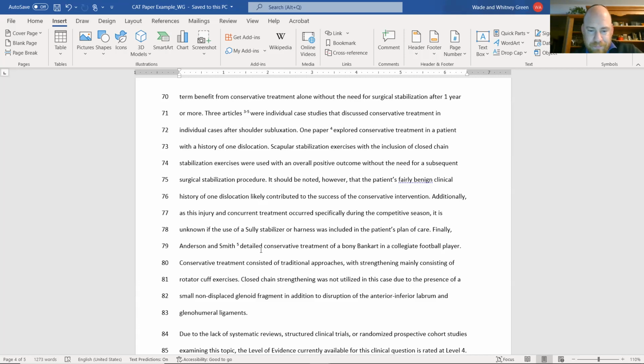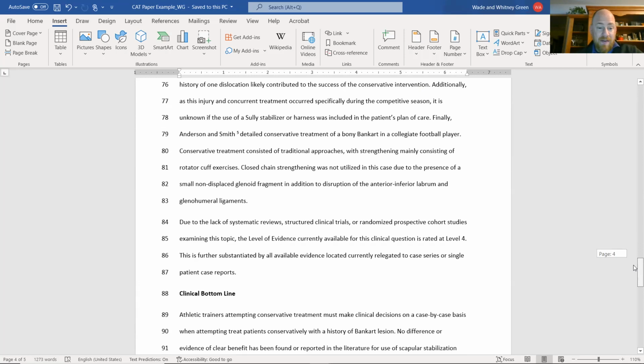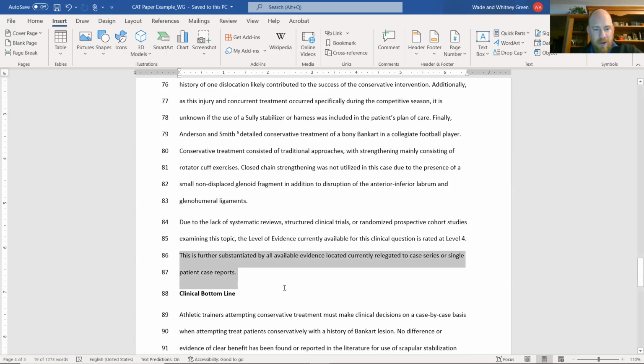Okay, so now this is where I actually come in and I rank my evidence. So I say here, due to the lack of systematic reviews, structured clinical trials, or randomized prospective cohort studies examining this topic, the level of evidence currently available for this clinical question is rated at a level 4. Based on case series and case studies. And this is further substantiated by all available evidence currently being relegated to case series or single patient case reports. There you go. That's how I analyze my evidence.